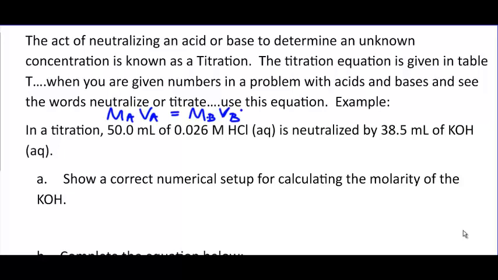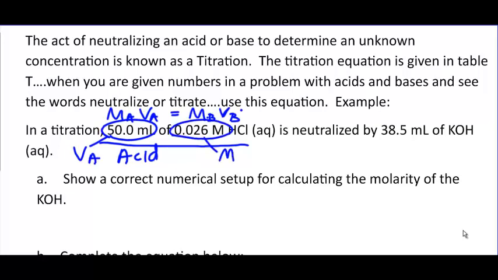In a titration, 50 mL of 0.026 molar HCl, what's that? Acid, right? So this is your acid data. Milliliters is a unit of volume, so that's your Va. Capital M is your molarity, so that's your Ma. Okay? Is neutralized. You see this word? If you see the words titration and neutralize with numbers, you've got to use MaVa equals MbVb. Without doubt. There is no other equation you're going to use. Period.